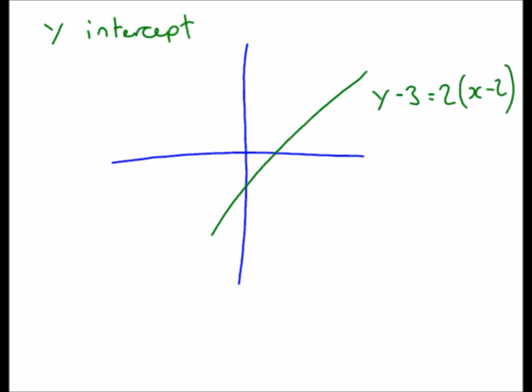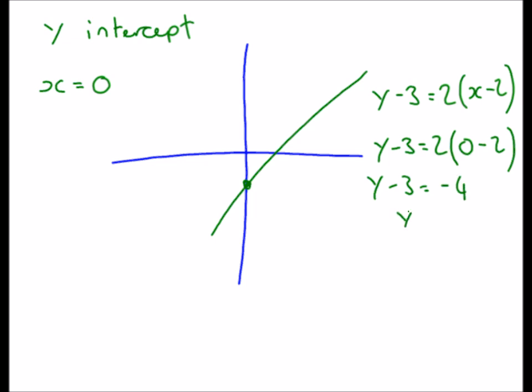So to find the y-intercept, this point here, what I need to know is an x-coordinate to find my y-coordinate. The x-coordinate at the y-intercept is going to be 0. So I substitute x equals 0 into this equation. I get y minus 3 equals 2 times, well, x is 0, minus 2. So this is just y minus 3 equals 2 times minus 2 is minus 4. And so I know that y is going to be equal to minus 1.